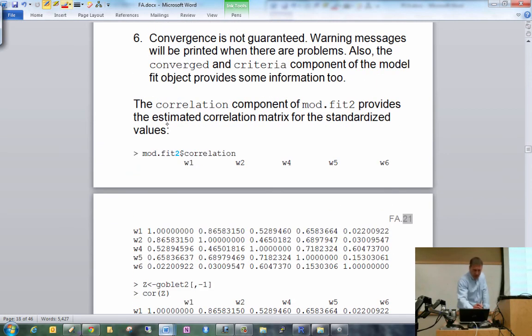So we've already talked about convergence. At the very bottom of page 20, please make one small change, and then we'll end it there. On the notes, it says mod.fit1. That should be mod.fit2.